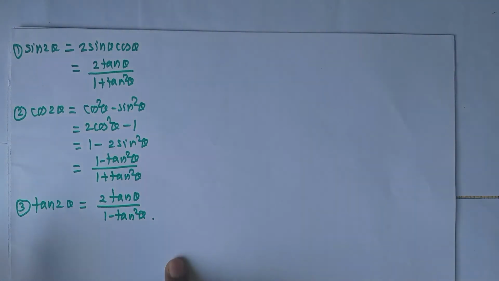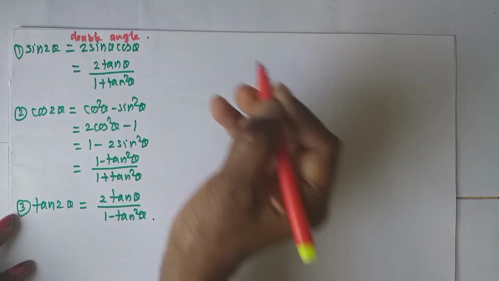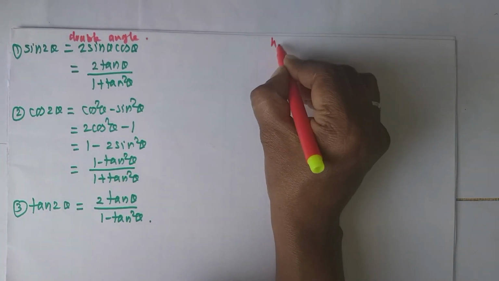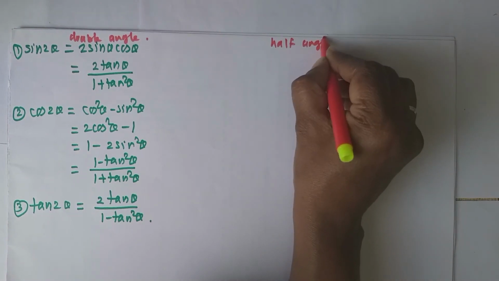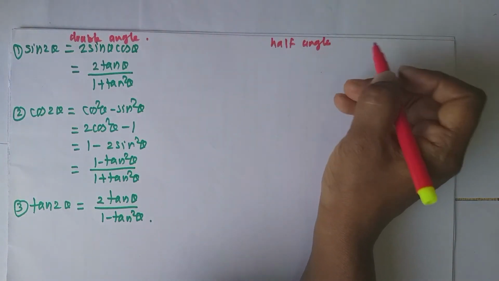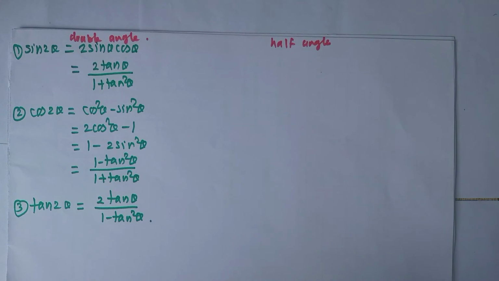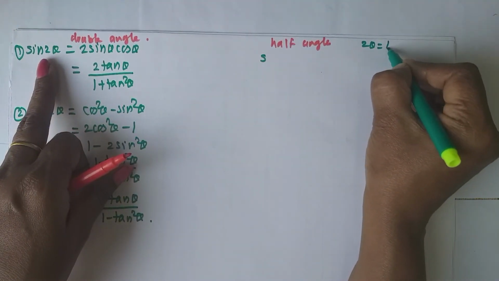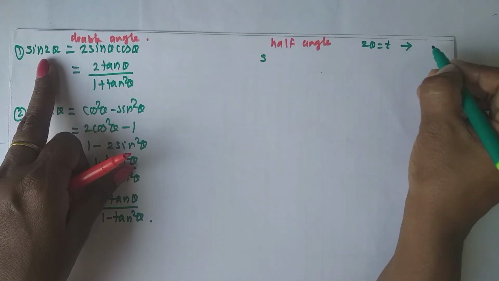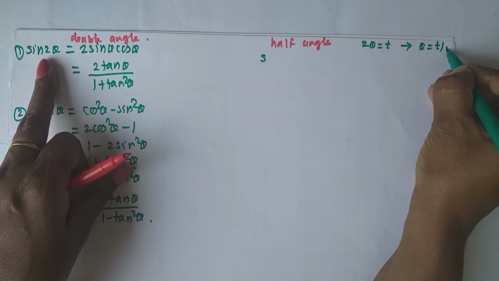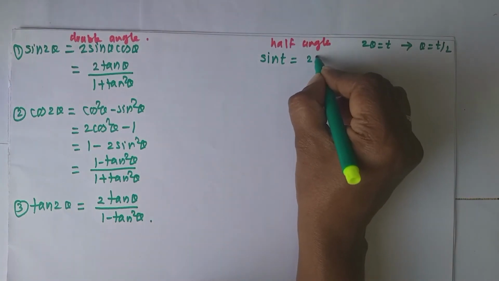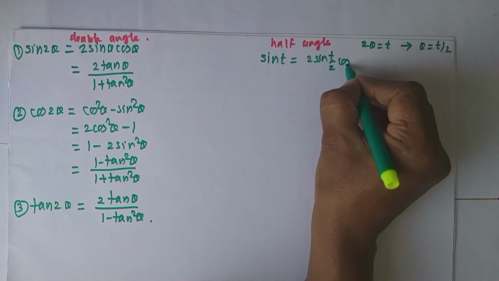In this way, we have derived these formulae of double angle. These are called double angle formulae. Okay. And from this, we have also got half angle formulae, or we can say submultiple angles. What is the half angle formula? If I keep 2 theta equal to t, then this implies that theta will be t by 2. Then what will be the formula? Sin t is equal to 2 times sin t by 2 cos t by 2.